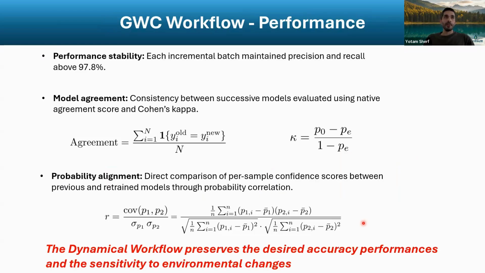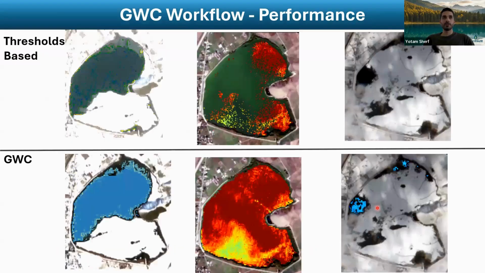We ensure performance stability by these quantities: agreement, Cohen's kappa, and more importantly, the individual probability correlation. So we made a direct comparison of per sample confidence, for each probability that is outputted by the random forest classifier for each scene. We compare it to the probability of the new retrained model with the subtle scenes, and we saw how different they are. Luckily, that was not the case. They were very similar. And in this way, the dynamical workflow preserved the desired accuracy performance and the sensitivity to environmental changes. You can see the result of the previous images here.